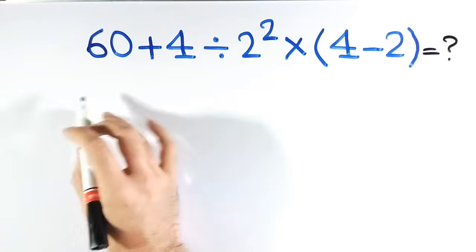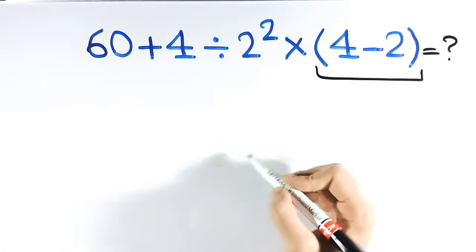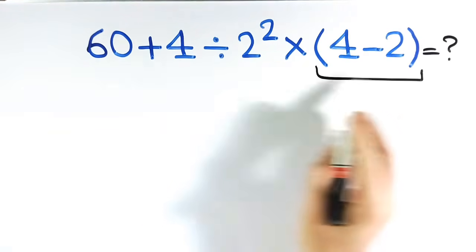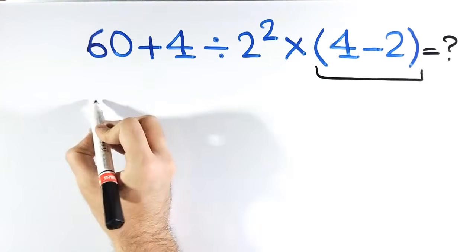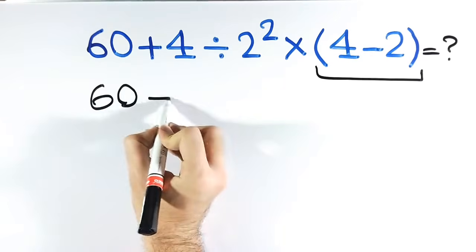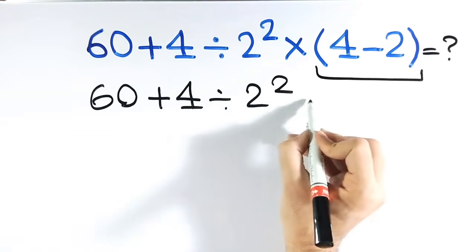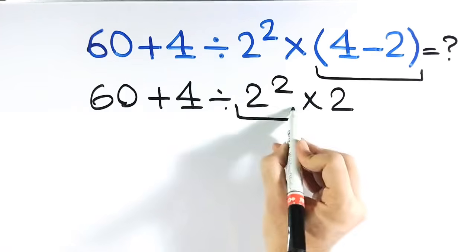Also, some other people when solving this question first go for the expression inside the parenthesis because they believe parentheses have a higher priority than the other operations. So, instead of this expression, they write 60 plus 4 divided by 2 squared multiplied by 2. And the next step, they go for the exponent.